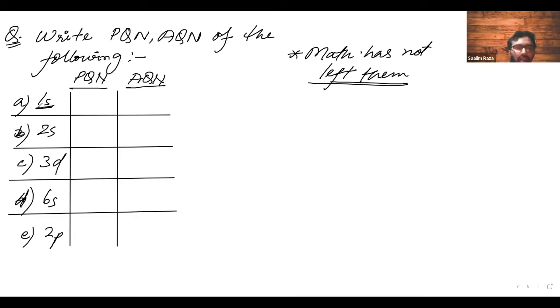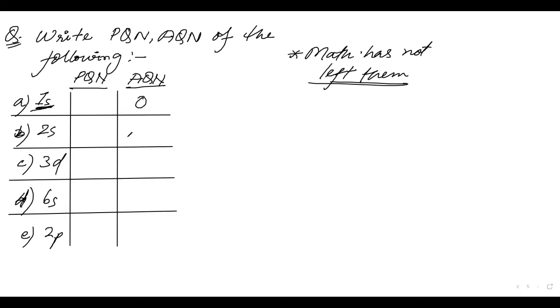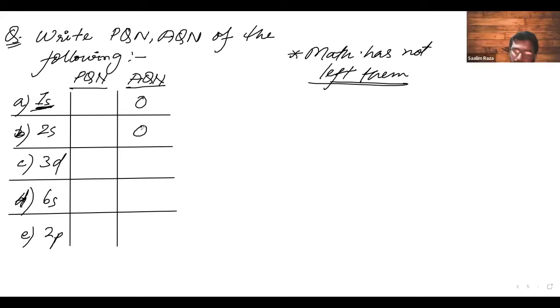What is this? Tell me, what is this? 1s. What is the subshell that you can see here? S subshell. Now go to your notes and see what azimuthal quantum number corresponds to the s subshell. You have not written it in the notes? 0, sir. 0. See. Now tell me for 2s. Here also for s, 0. Yes, very good.